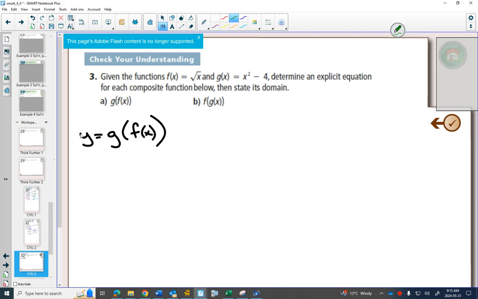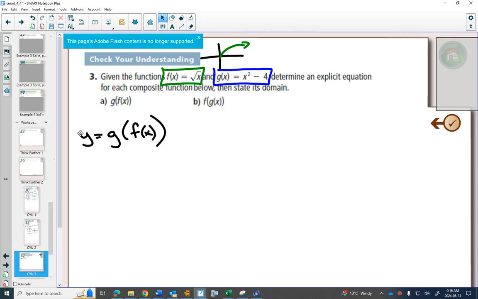I can color code. f of x is the square root of x in my head. I know what that graph looks like. It looks like this. g of x is a parabola moved down 4. In my head, I know what that graph looks like. And so now I want to find an explicit equation.